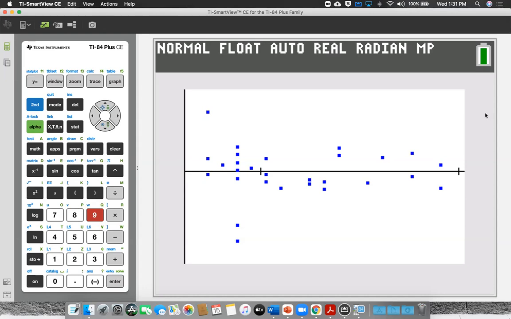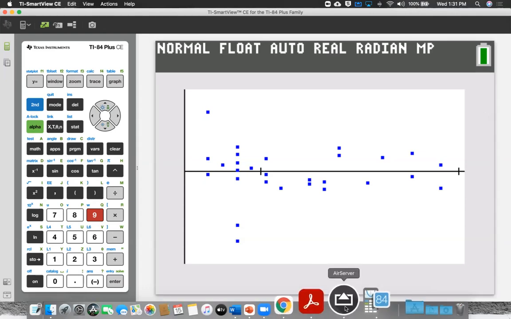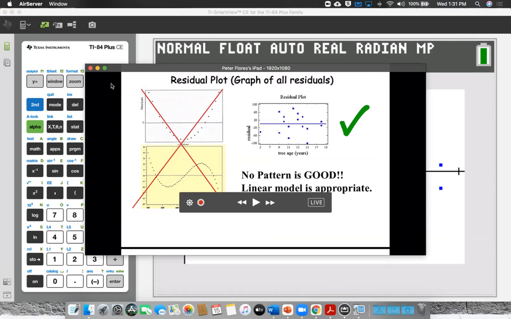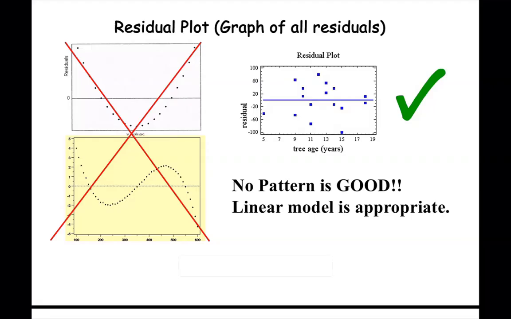They're clustered, right? They're clustered. So look at your notes. I give you some examples of what a pattern looks like. Okay, so here is what I'm talking about for patterns.